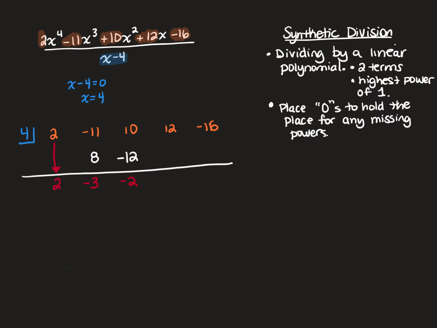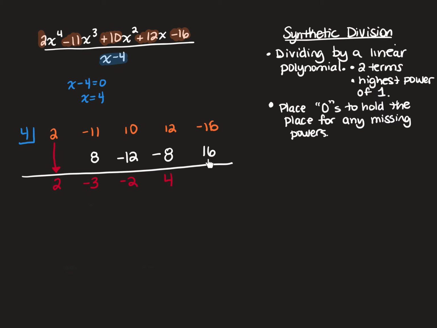And then I do the process again. So negative 2 times 4 is negative 8. Add 12 and negative 8, and I get 4. And then one more time. 4 times 4 gives me 16.